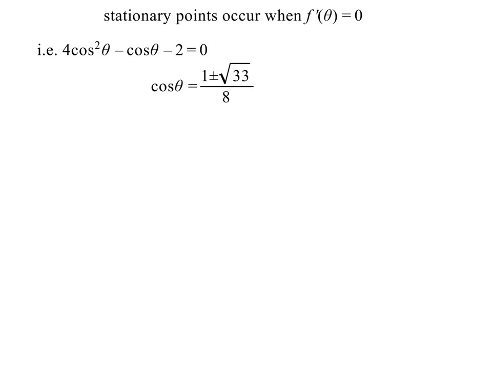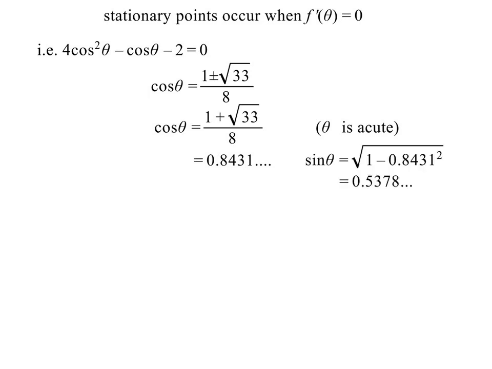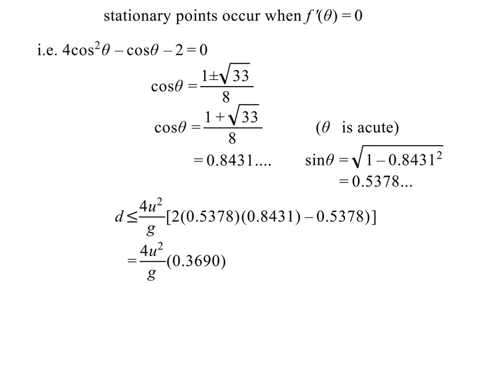But hang on, I'm projecting it. I know theta has to be acute, because if it was obtuse, I'm firing behind me, that would be stupid. Negative, I'm in the ground. No, it's got to be acute. So it must be the 1 plus root 33 on 8 answer that I'm looking for. It's approximately 0.8431. But I need to know sine theta as well to plug it back in. So a little bit of work there, remember, sine squared equals 1 minus cos squared. So roughly 0.5378.